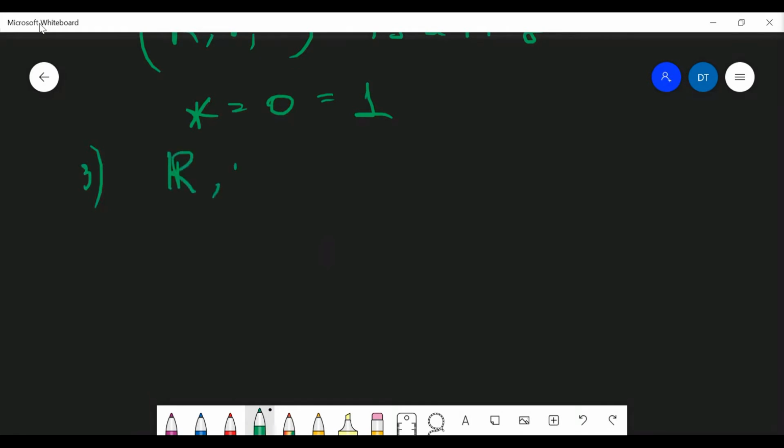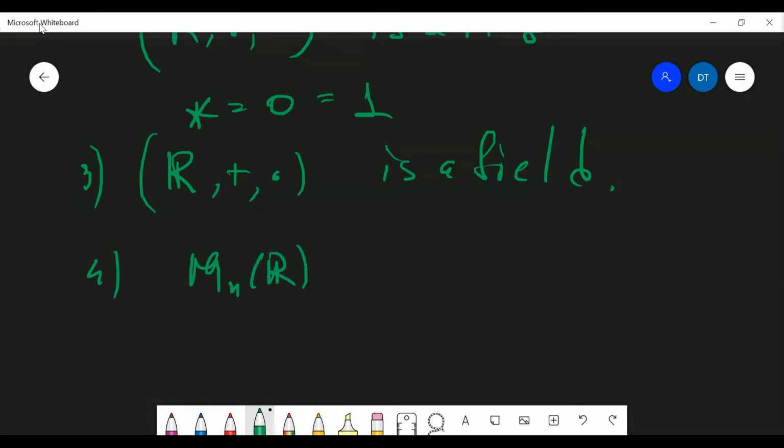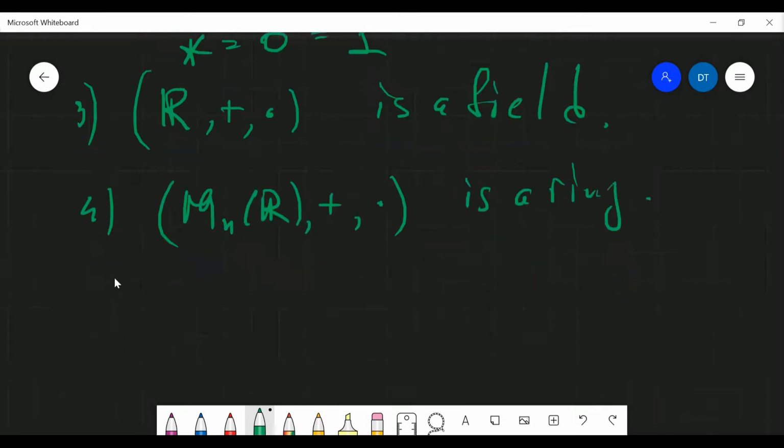Well, when we take the real numbers with addition and multiplication, this is a ring, but actually this is even a field. It satisfies all 7 axioms. Then if we take the set of square matrices, for example, with real coefficients, and use matrix addition and multiplication, then this is a ring. It's not commutative, and not every element is invertible.